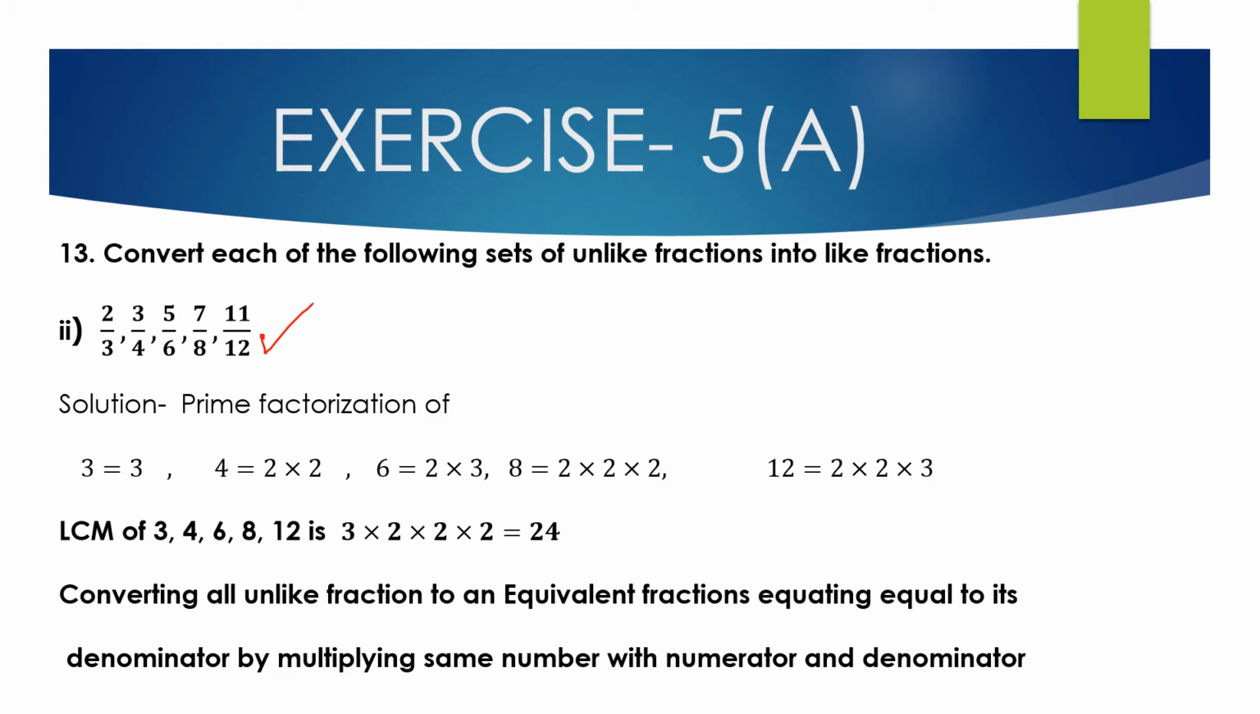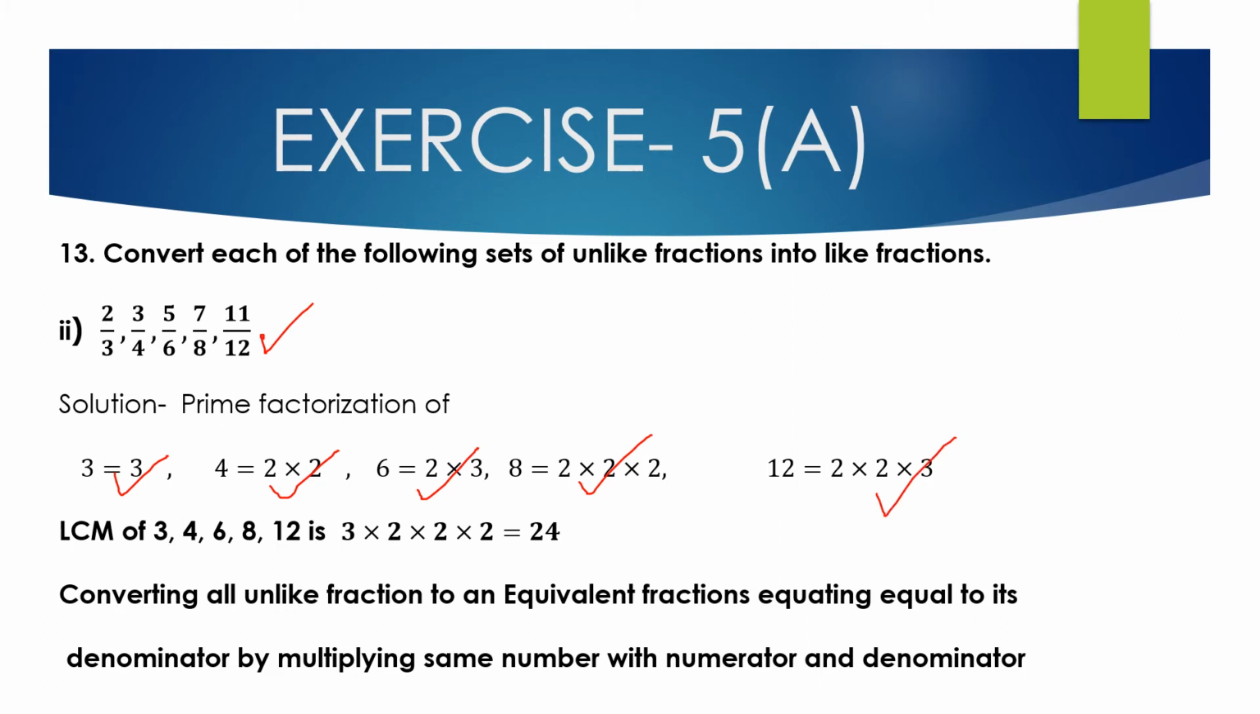So first find the prime factorization of all the denominators. Prime factorization of 3 is 3. Prime factorization of 4 is 2 multiplied with 2. Prime factorization of 6 is 2 multiplied with 3. Prime factorization of 8 is 2 multiplied with 2 multiplied with 2. And prime factorization of 12 is 2 multiplied with 2 multiplied with 3.